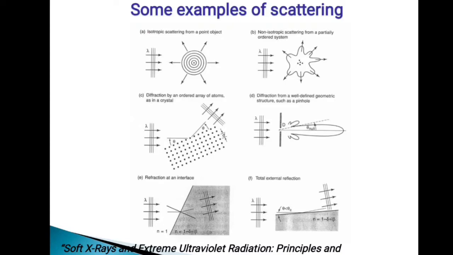Some examples of scattering. The first one is isotropic scattering from a point object. If the object is a point, how does the scattering happen? It happens in all directions. Scattering happens in all directions in the first picture, and in the next picture, B, it is non-isotropic scattering from a partially ordered system.